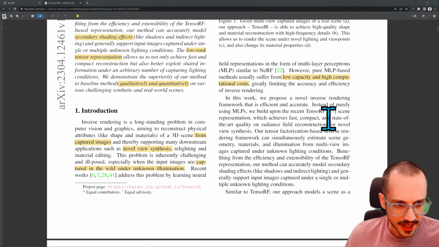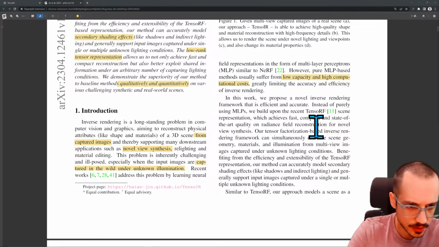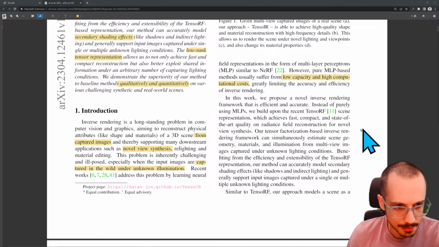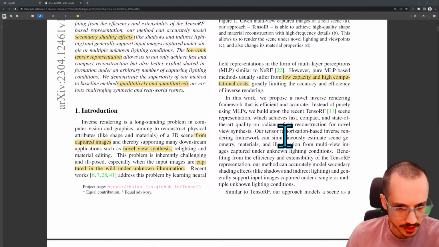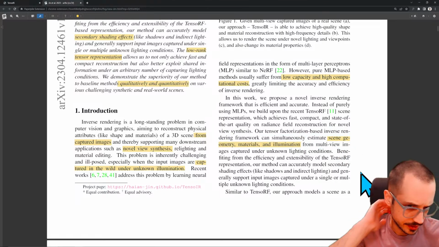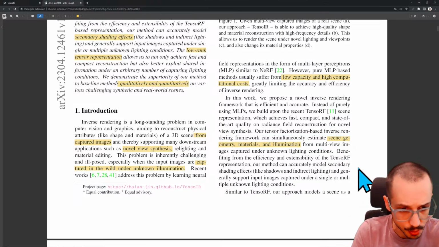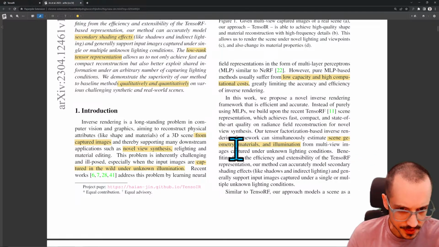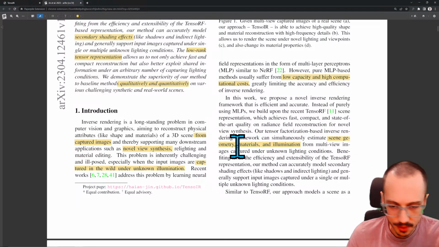Which achieves fast, compact, and state-of-the-art quality on radiance field reconstruction for novel view synthesis. Our tensor refactorization-based inverse rendering framework can simultaneously estimate scene geometry, materials, and illumination. So this is going to be what the neural network that they train is outputting, right? NeRFs normally output a color and an opacity. This one seems like it has a couple more pieces of information.